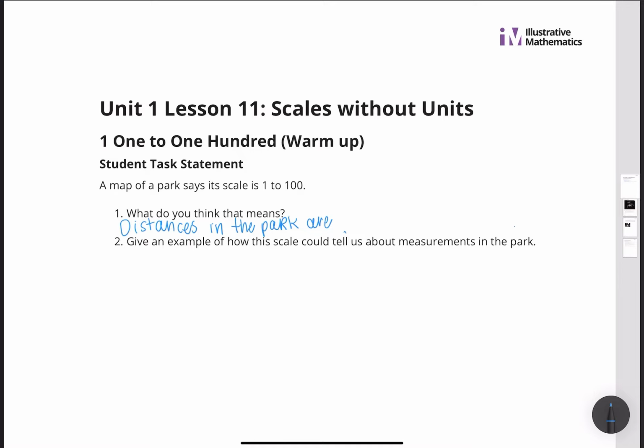If 1 centimeter represented 100 meters, how much bigger is the actual park compared to the scale drawing? Think about that. If 1 represented the scale drawing and 100 represented the park, how much bigger is it? If you guessed 100 times bigger, you are absolutely correct. 100 times bigger.